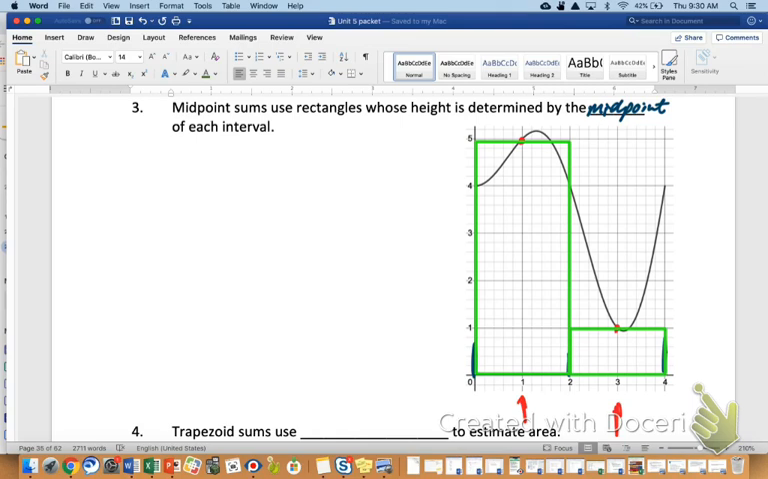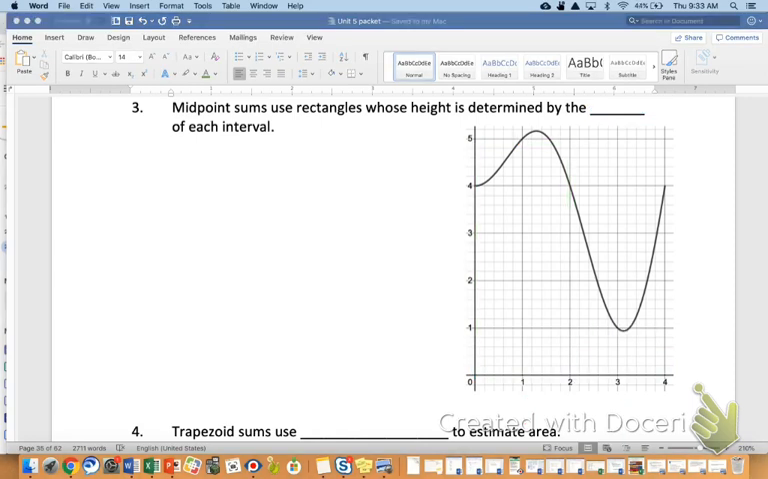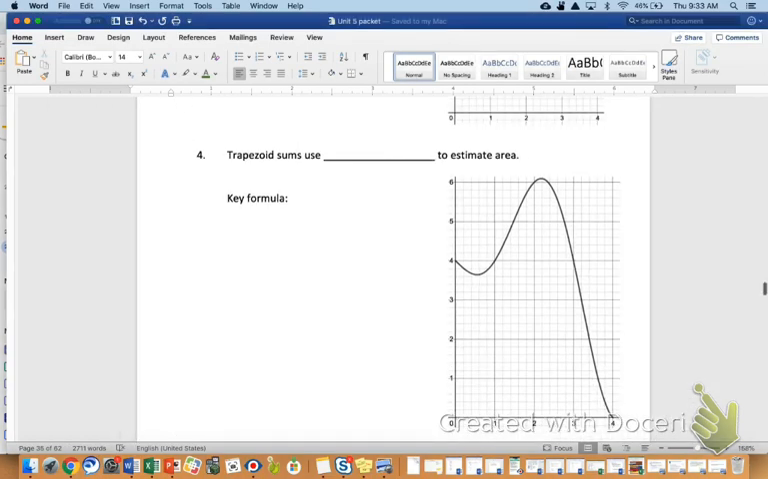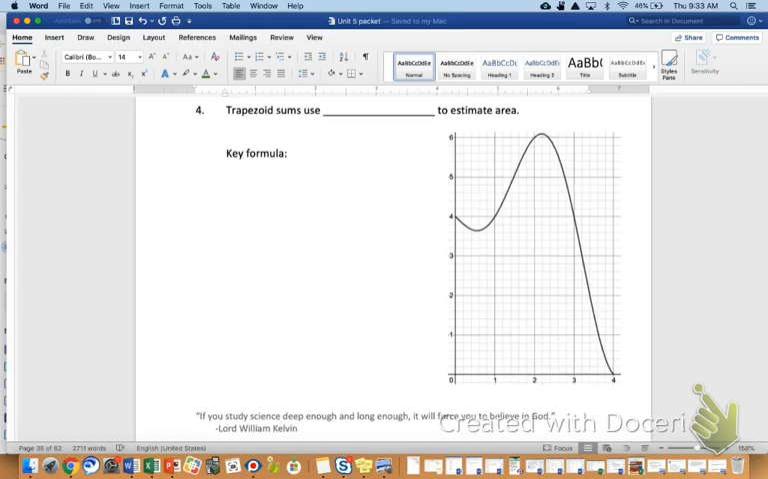Okay, so in the first three examples, we used varieties of rectangles to approximate area. In the final way that we're going to approximate area, we're actually going to use trapezoids. So we call these trapezoid sums, and of course, trapezoid sums don't use left endpoint, right endpoint, or midpoint rectangles. They use trapezoids. The key formula to remember here is the area formula for a trapezoid. The area of a trapezoid is 1/2 times height times the quantity of the base length plus the other base length. So there are 2 base lengths in a trapezoid.